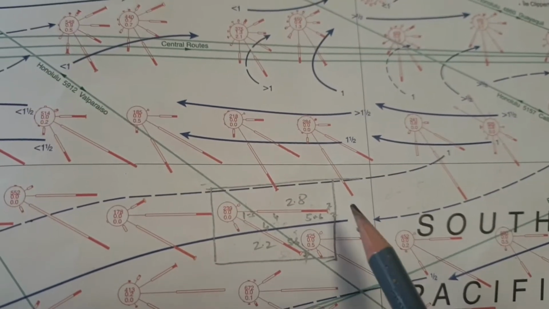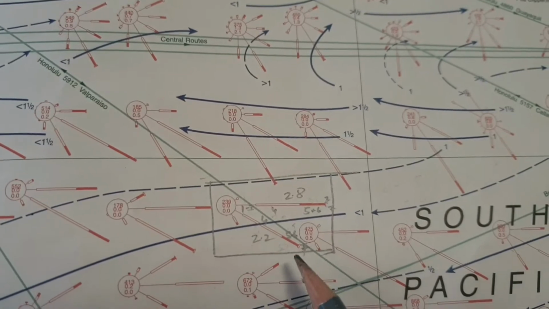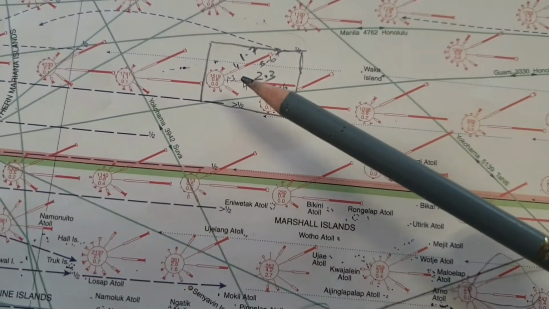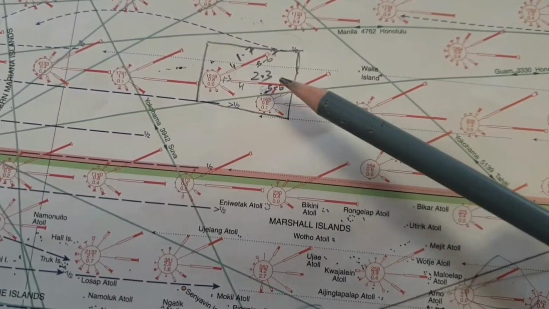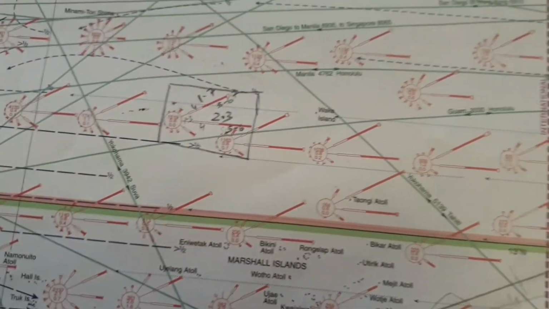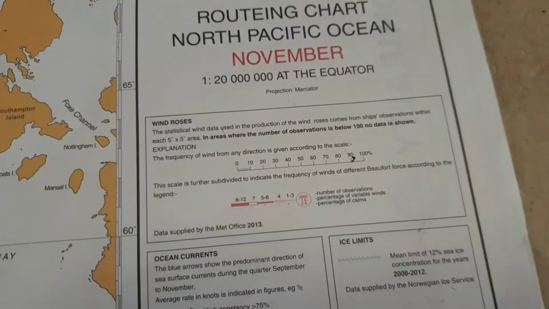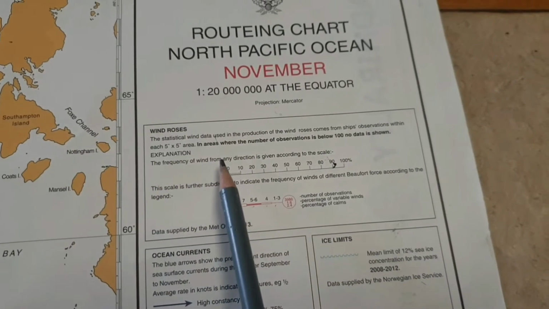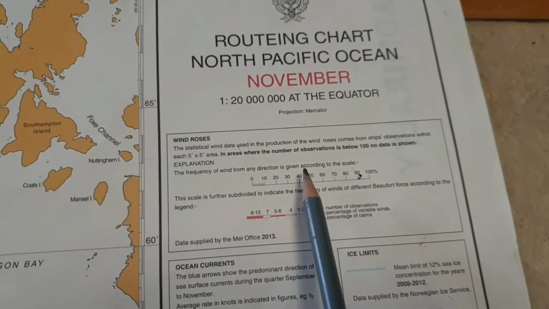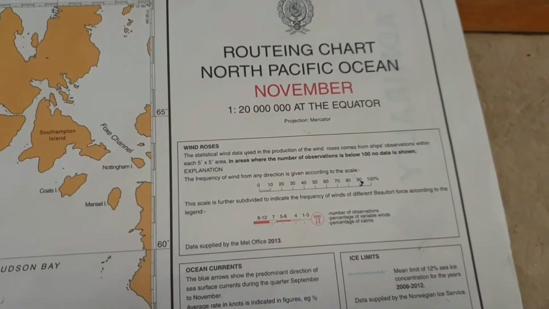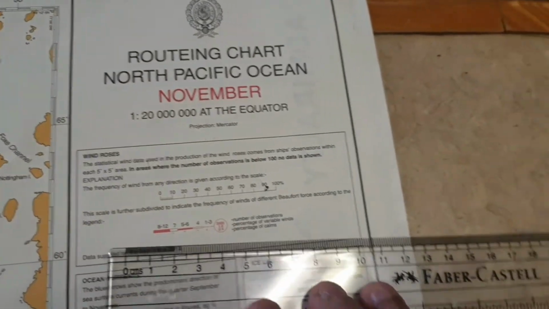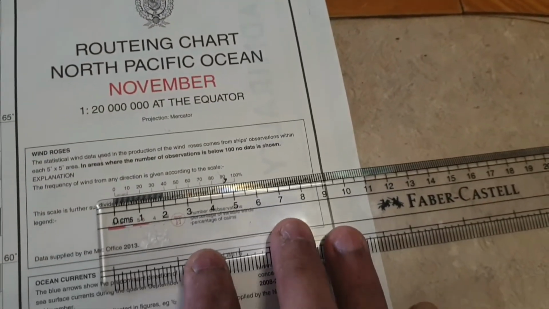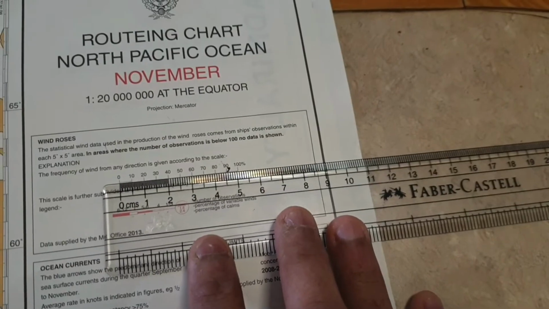Why is the length of this leg different? This leg is different in length, and similarly the length of this leg is different and this leg is different. What does this indicate? We have a scale given here which explains the frequency of wind from any direction, given according to the scale. So if we keep the scale here, this is almost 5 centimeters in length.